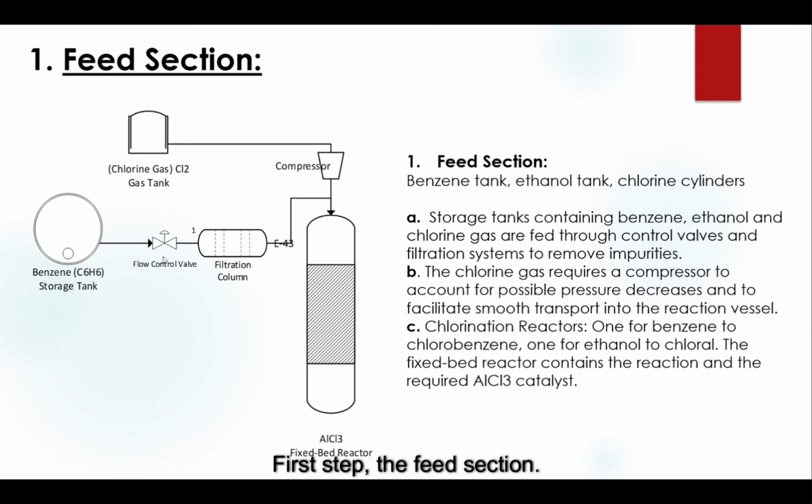So first step, the feed section. This is first creating our chlorobenzene for our DDT. So we take benzene, we pass it through a flow control valve, that's a tap to control the flow rate. Pass it through a filtration column to get rid of any impurities, and at the intersection below the compressor, chlorine gas is passed over it and into the AlCl3 fixed bed reactor to create our chlorobenzene. Very simple. The same thing is done for ethanol to form chloral. So ethanol is passed through a flow control valve, through filtration, underneath the compressor, through the fixed bed reactor to form chloral. So that's ethanol and chlorine.